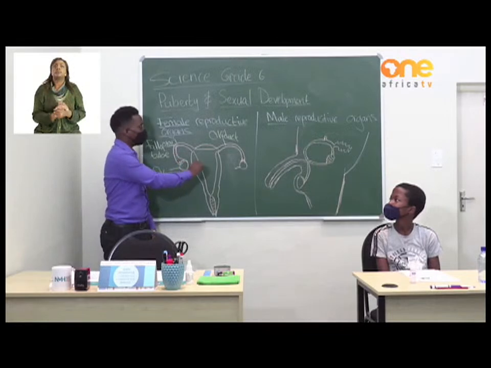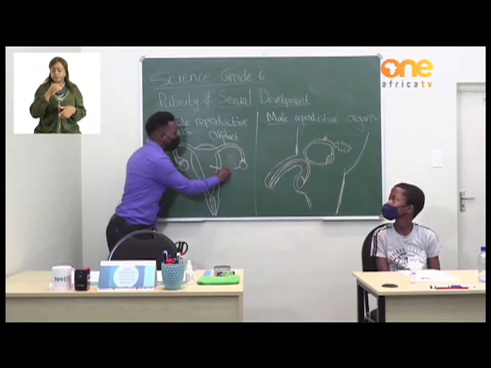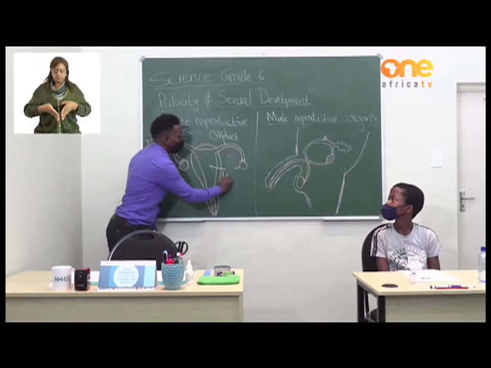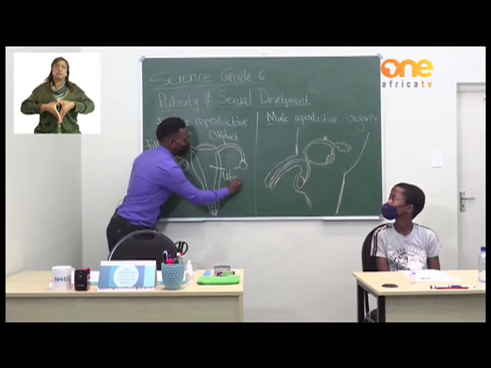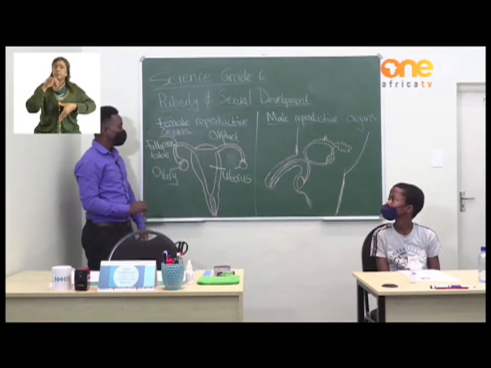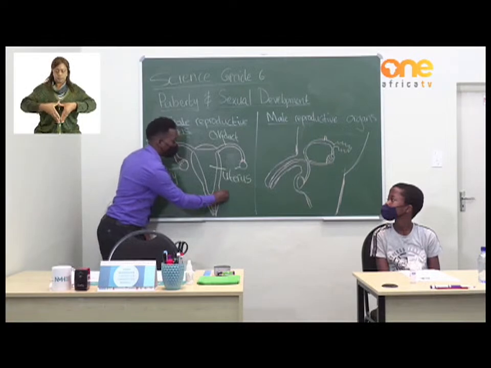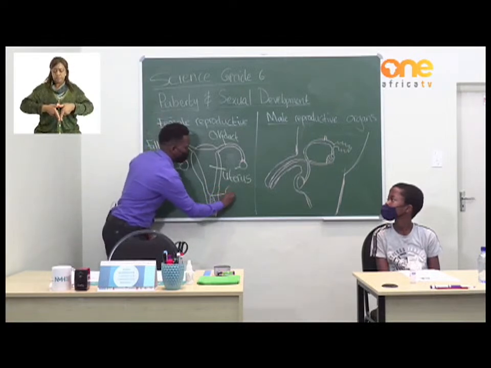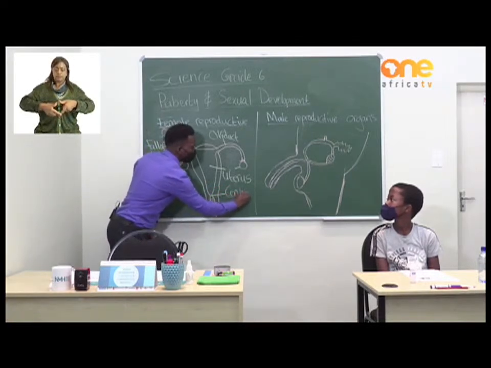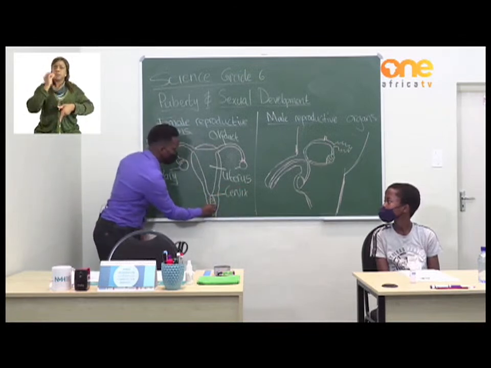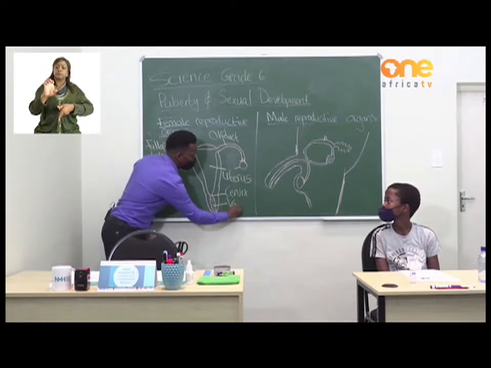Okay, the next structure we are going to label is right here, and this structure we refer to as the uterus. And from the uterus we have a structure responsible for closing and opening known as the cervix. And from the cervix we have the vagina.